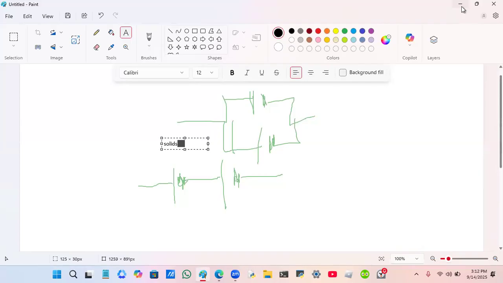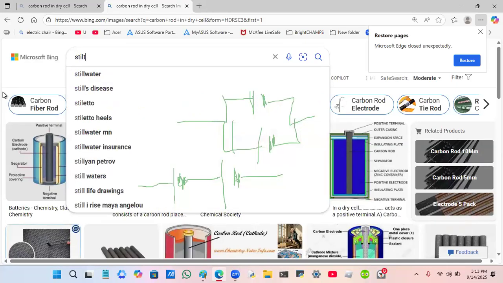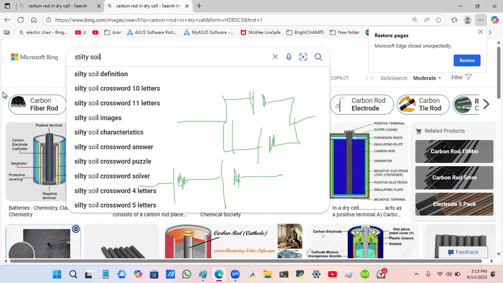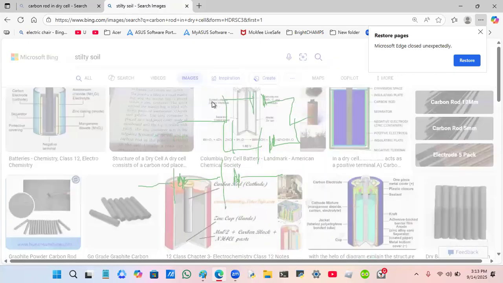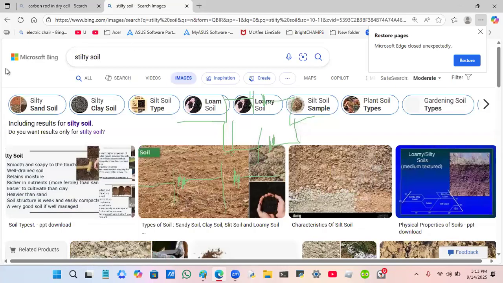So the answer is silty. Silty. Okay, you know what? Let's be sure. Go and search for silty soil. Type exactly what you saw in the option. I want to be sure of that. I'm thinking it's stony because I've not heard of stony before. Well, let's see. I told you, there's something called silty soil. Of course, I know. Not as much.